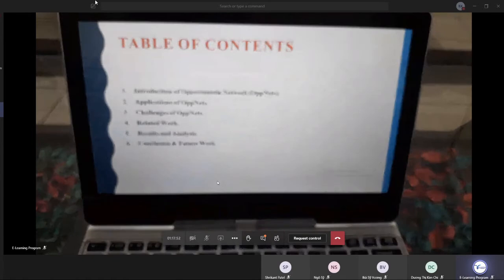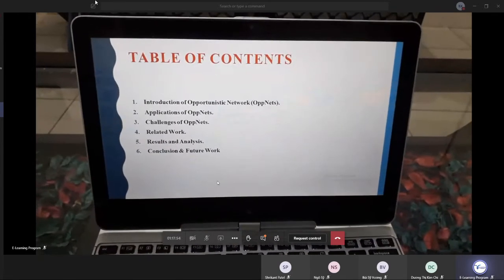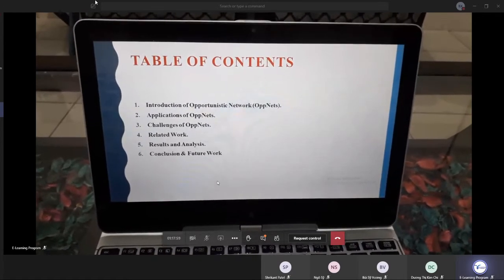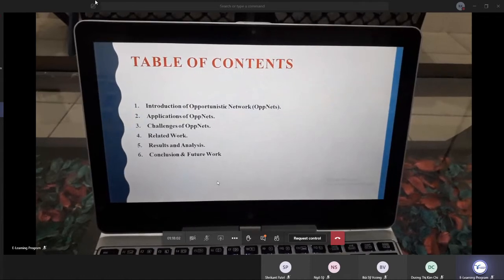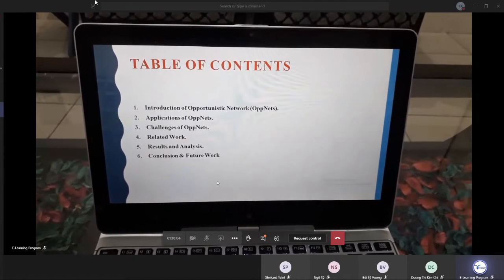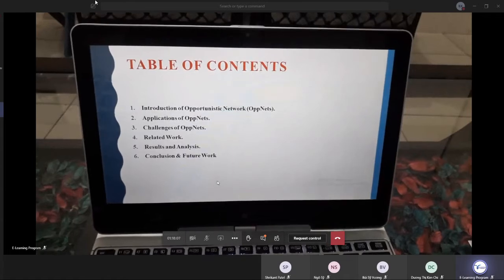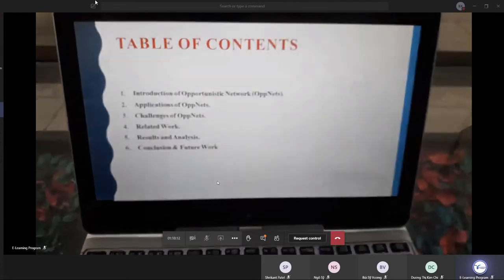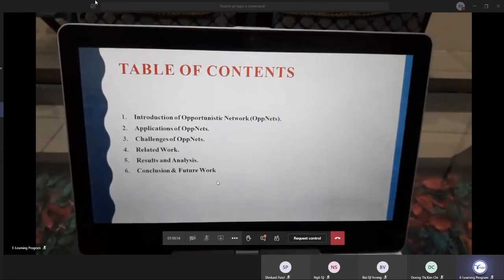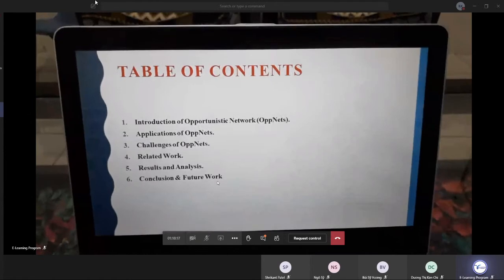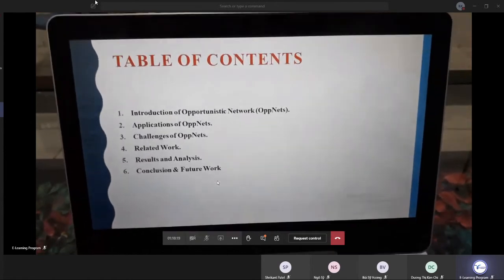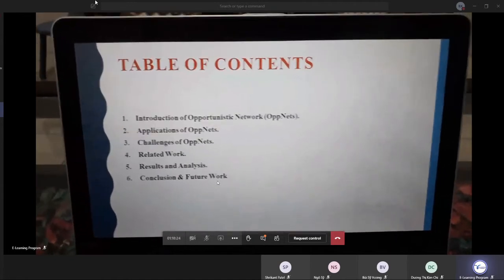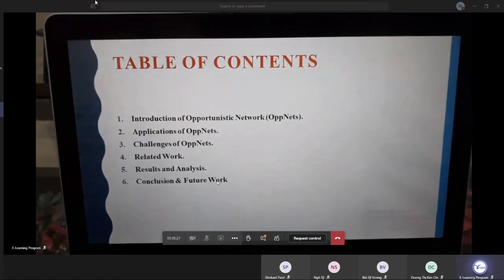After this, these routing protocols are simulated on one tool, known as the Opportunistic Network Environment tool. It is open source and Java based. After this, results and analysis are discussed, and I will come to the conclusion and future work.